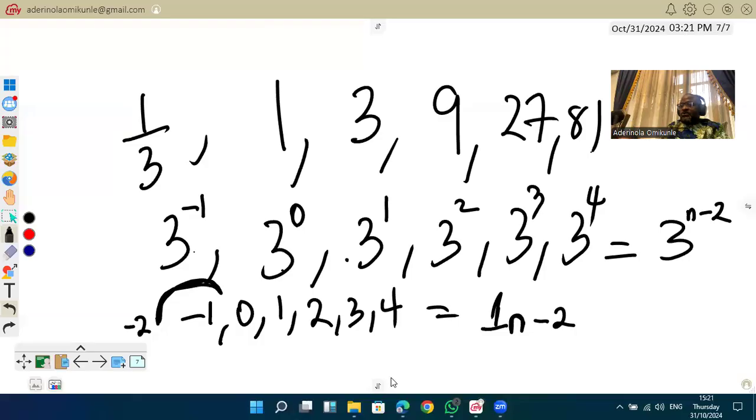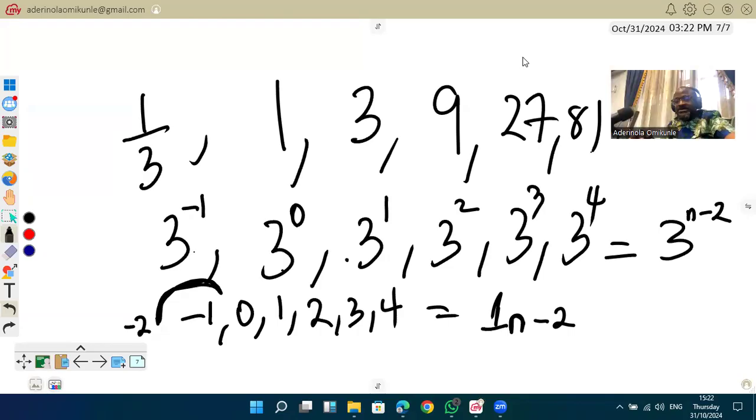Okay, so we now go ahead and get the nth term of this. We know we don't need to say 1n minus 2. You can just basically say n minus 2. Okay, so let's go to some exam style questions that will teach us how to do what we are doing.